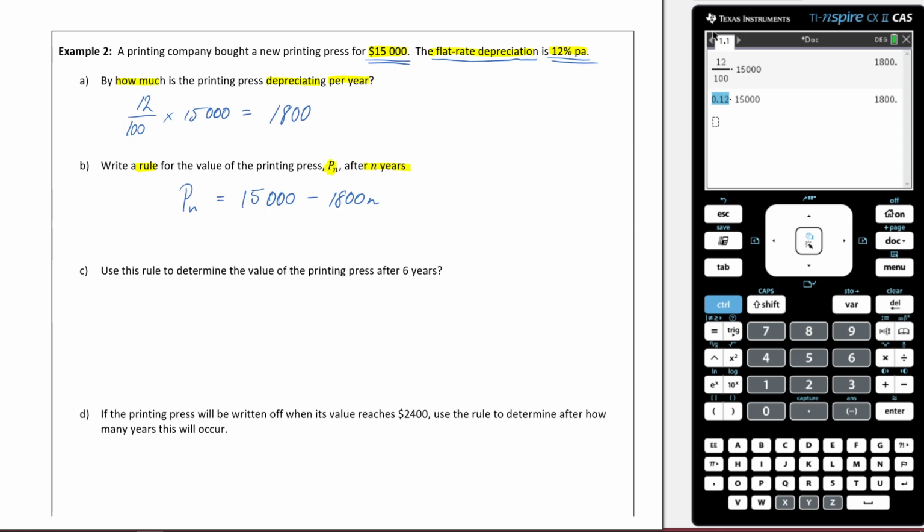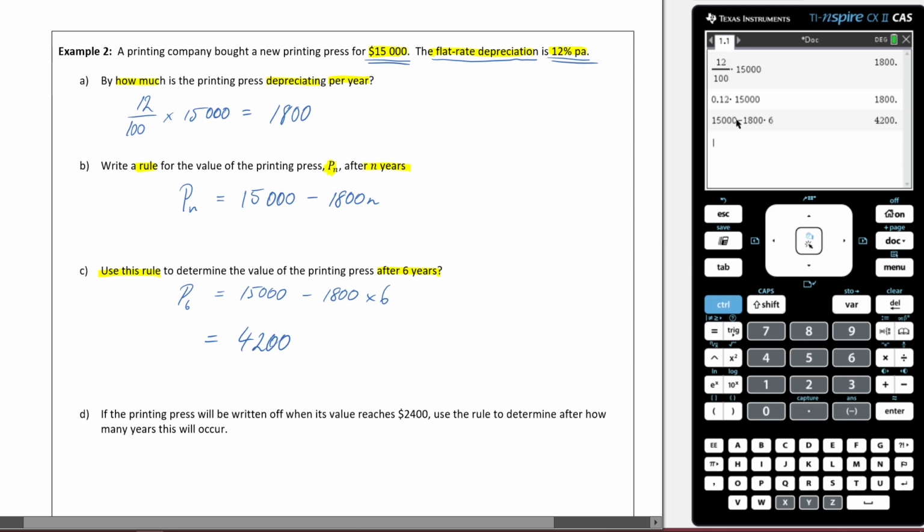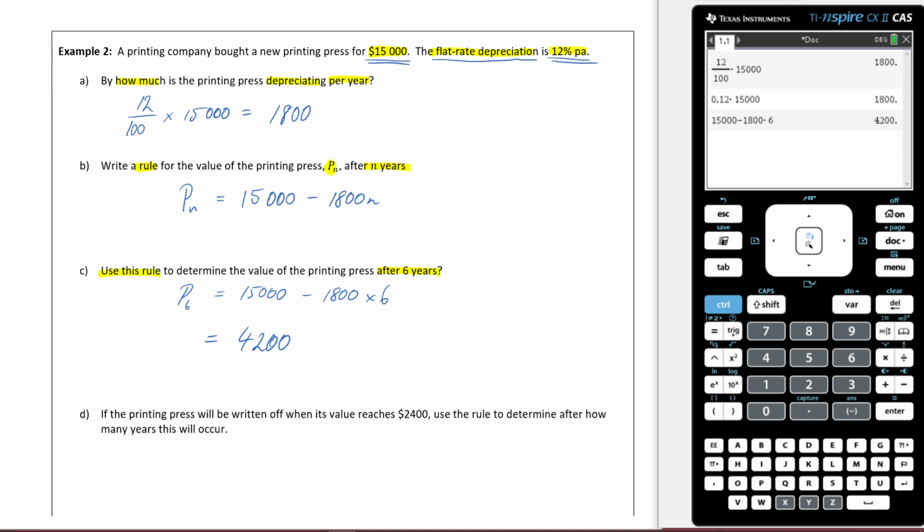Now, moving on to part C, we can use this rule to determine the value of the printing press after 6 years. So what's P of 6 when I put 6 into this? It will be 15,000 minus 1,800 times 6, because into that n spot, I'm putting 6. You can write it like that, or just pop it in, whatever you like. If I do that, it's 15,000 minus 1,800 times 6. And that means it's going to be worth $4,200 after 6 years.